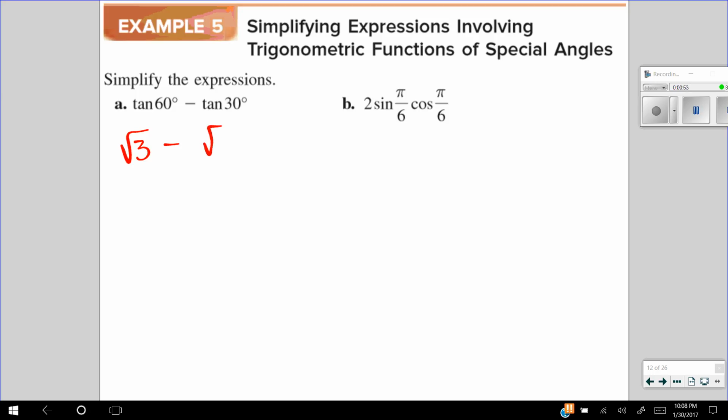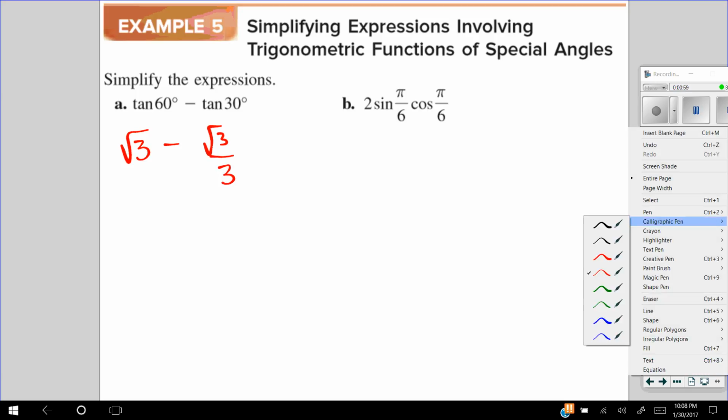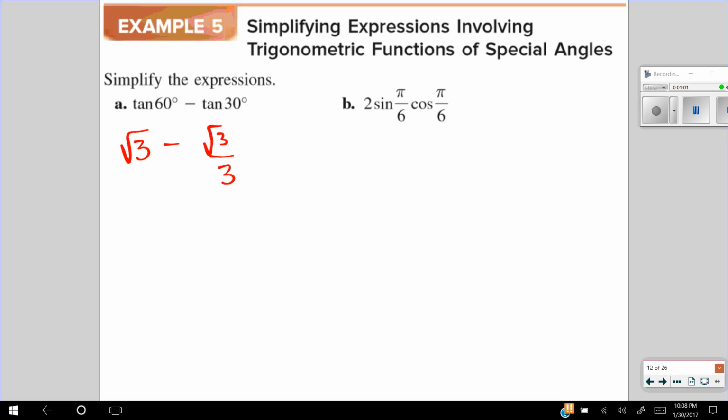In order to subtract these, we need to have common denominators. So we actually need to have this be over 3, which means we need to multiply the numerator by 3 also. So now we have 3 square root of 3 minus 1 square root of 3, which is 2 square root of 3 over 3. Okay.